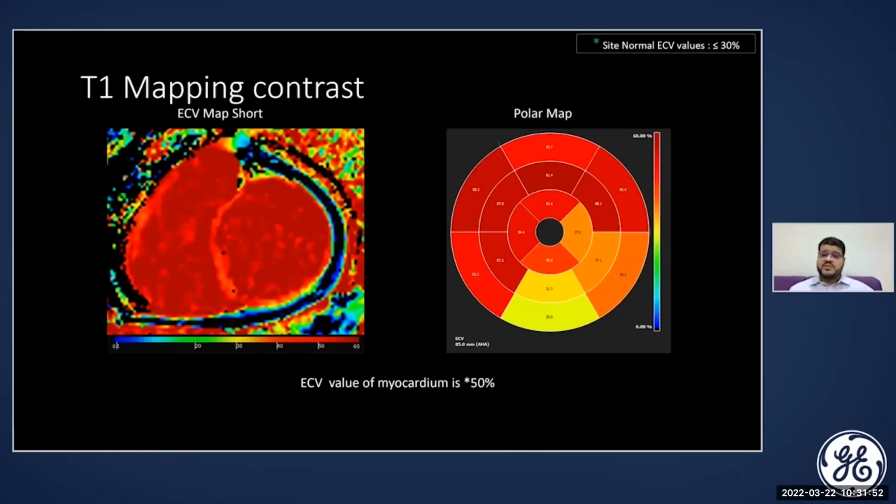The normal value is less than 30%. This clearly demonstrates that this patient has significant ongoing inflammation, with increased extracellular volume, increased T2 signal, and increased native T1 value, which clearly indicates significant ongoing inflammation that can be easily missed with our conventional imaging modalities.